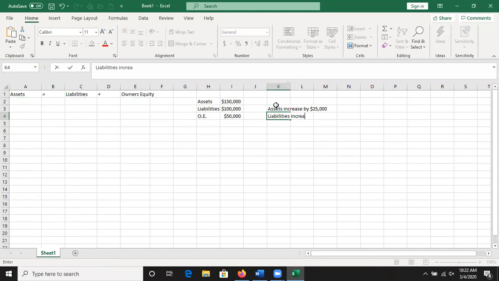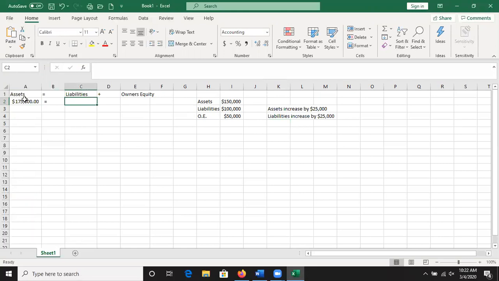Liabilities increase by $25,000. Well, now what we have to do is see what happens to the balance here. So assets are increasing by 25,000. So assets are now $175,000. Okay?